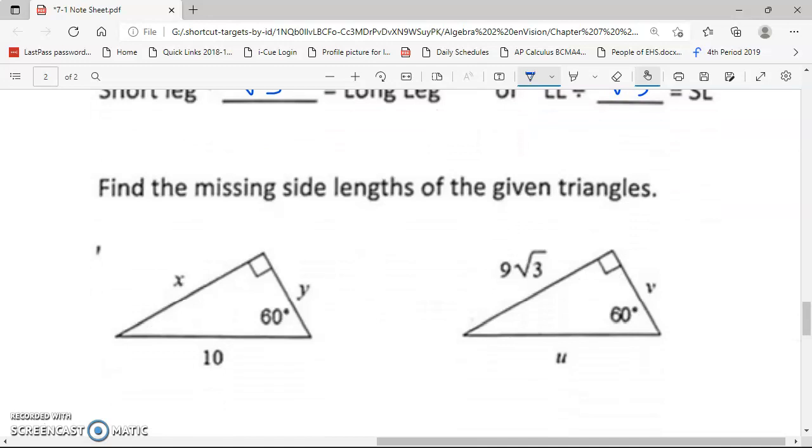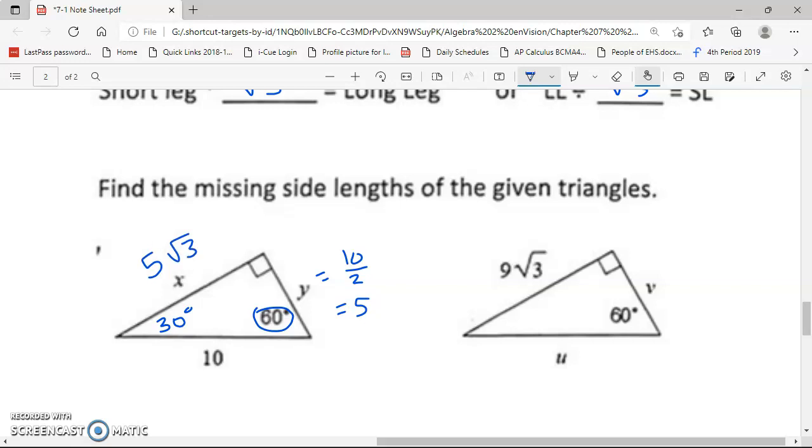All right, so here are some examples on finding the missing side lengths in these special triangles. These are special because we know one of the angles is 60, so right away we know the other angle is 30. And that means that if the hypotenuse is 10, the short leg has to be 10 divided by 2, which is 5. And we know that the long leg, the one opposite the 60, has to be 5 times the square root of 3.